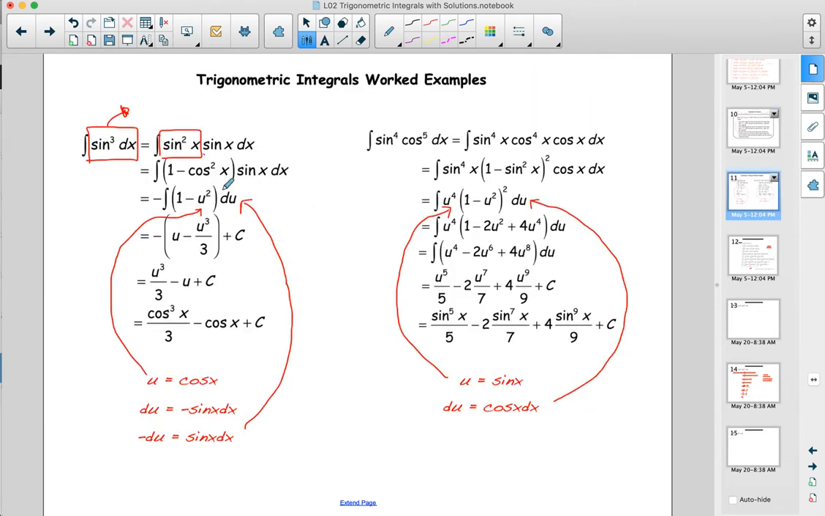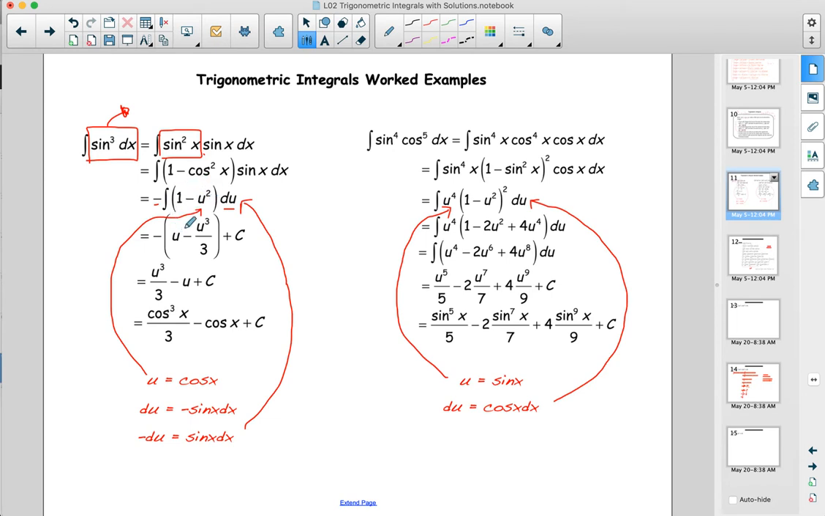So jumping back over here and working our way through this. We break this up into sine squared times sine x. We're going to write this as 1 minus cos squared times sine x. The substitution I'm going to make is u is equal to cos x, then du is negative sine x dx, so negative du is sine x. So there's the negative, there's the du. This becomes 1 minus u squared.